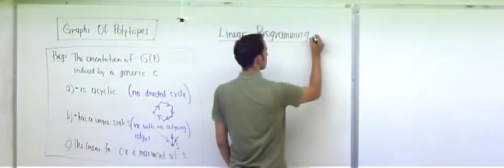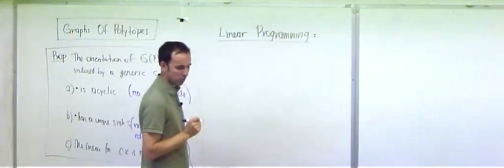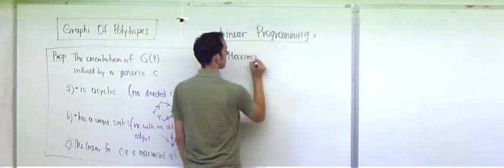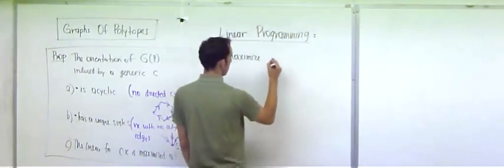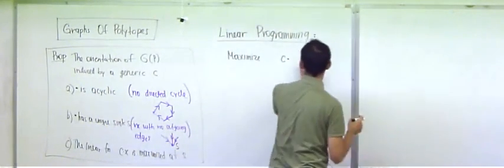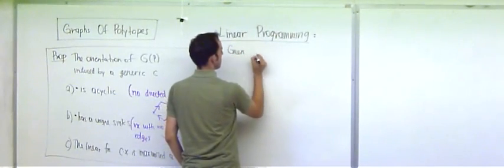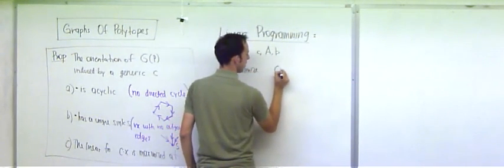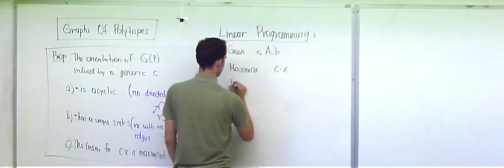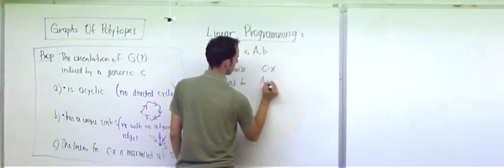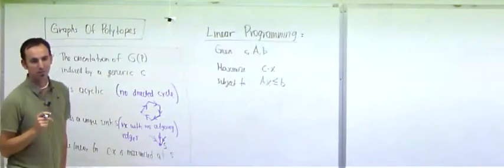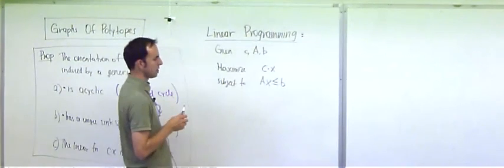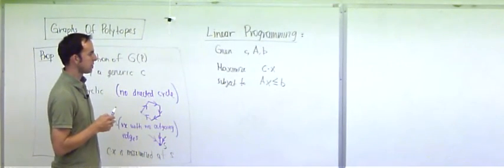But linear programming is basically the following problem. Maximize, or let me say, given C, A, and B, maximize C dot X subject to AX less than or equal to B. Okay, that's the main goal of linear programming. Maximize C dot X subject to AX less than or equal to B.